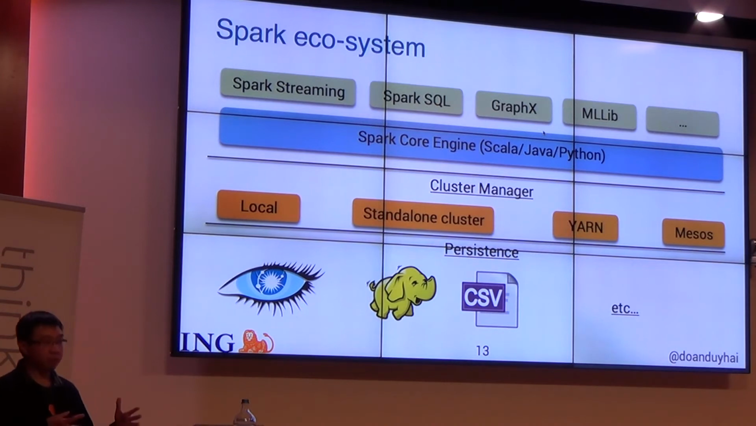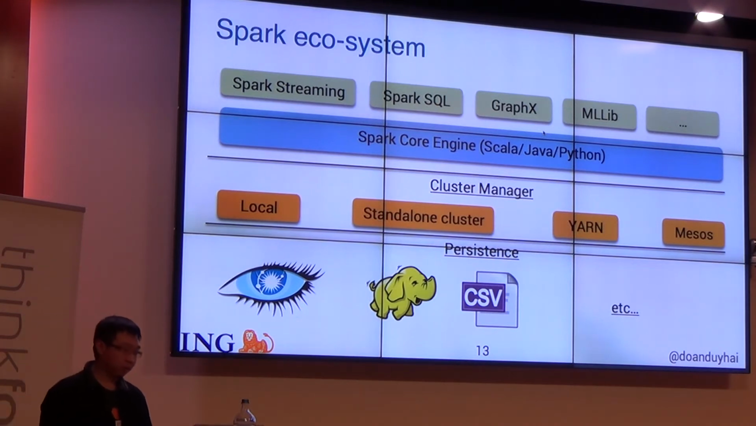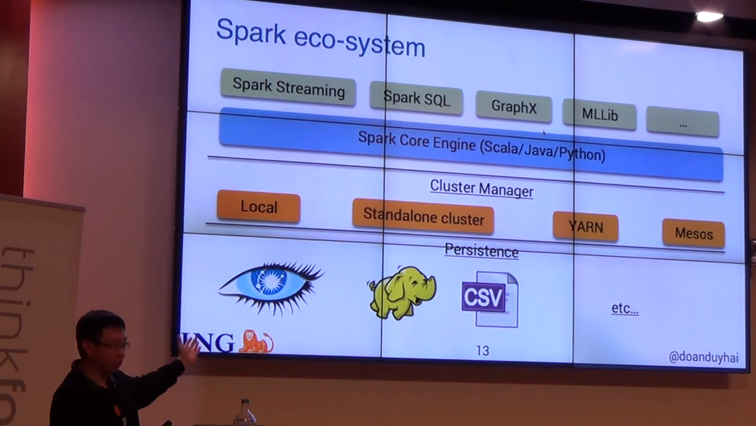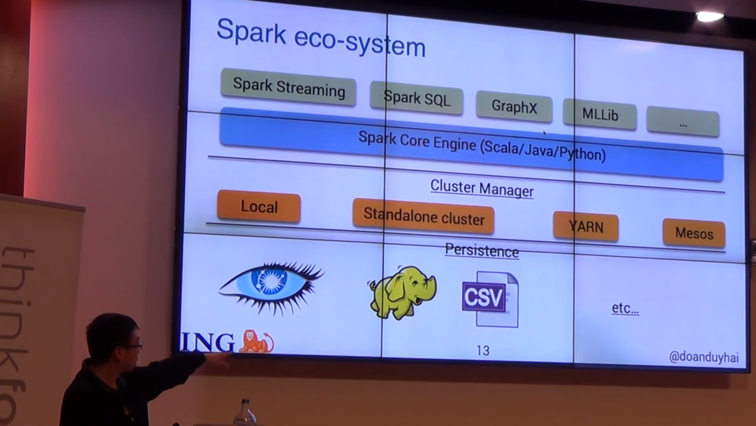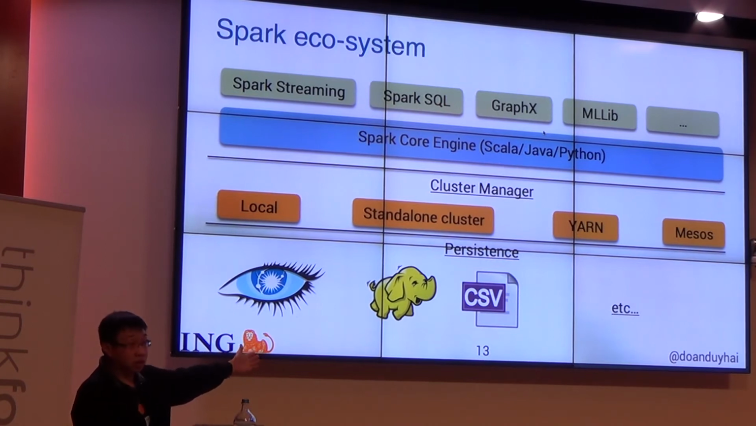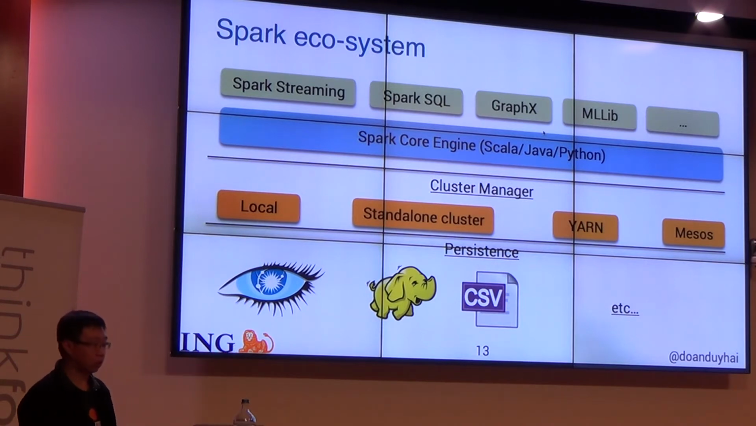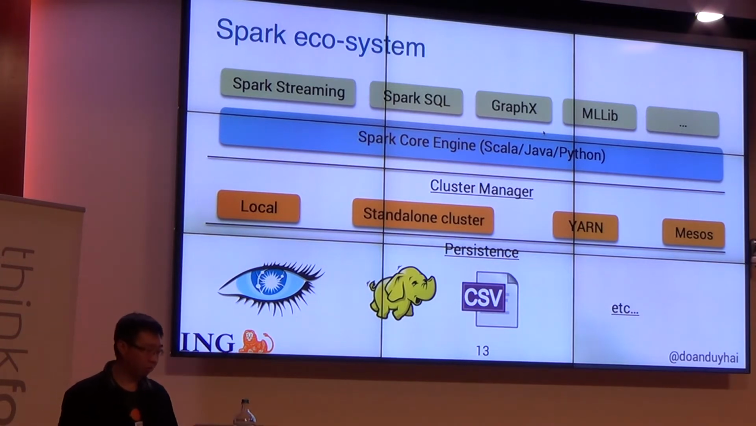So here is the architecture of Spark. On the bottom you have persistence. Spark is a data processing framework. It is not a database. It means that you need to provide the source of your data somewhere. It can be from Cassandra, it can be from HDFS, the elephant here. It can be from a flat file, a CSV file. There are many connectors to whatever you want. Connectors to HBase, connector to MySQL.